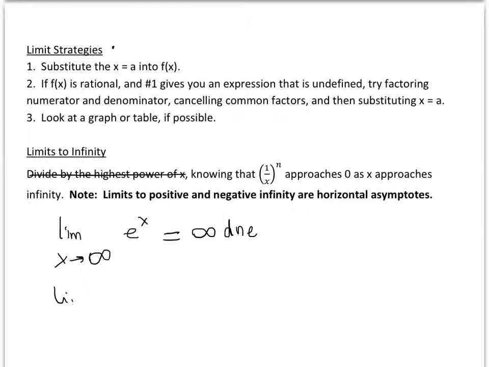If I were to do the limit as x approaches negative infinity of e to the x, then I'm thinking e to negative 10, negative 100, negative 1,000, negative 1,000,000. That's getting closer and closer to 0, and that limit does exist. Remember that negative exponents make a fraction. Fractions, according to this up here, approach 0 as n approaches infinity.